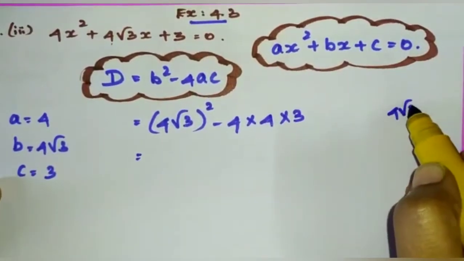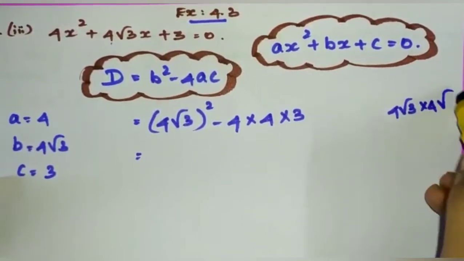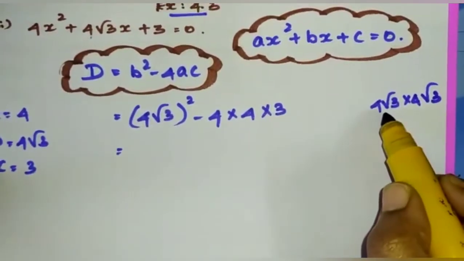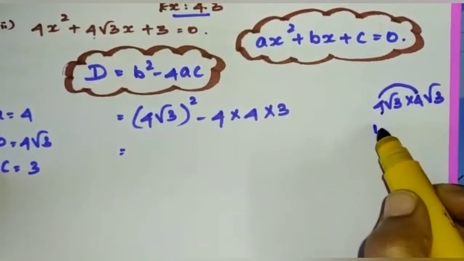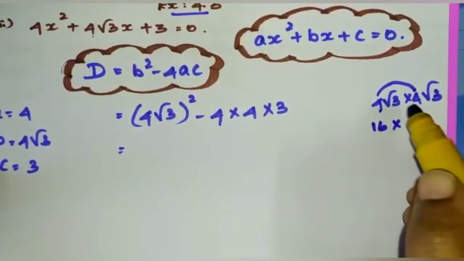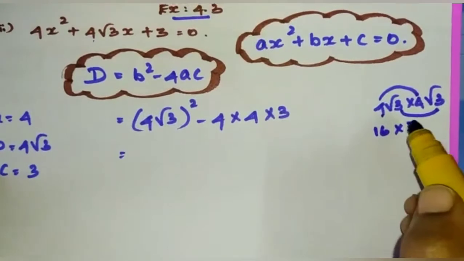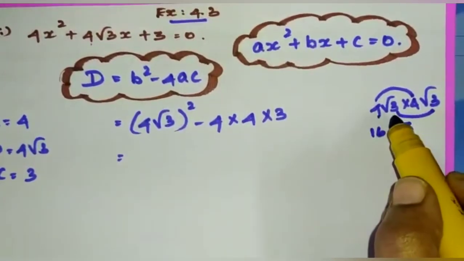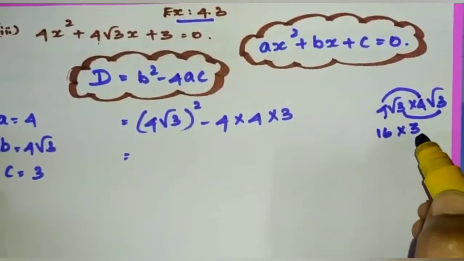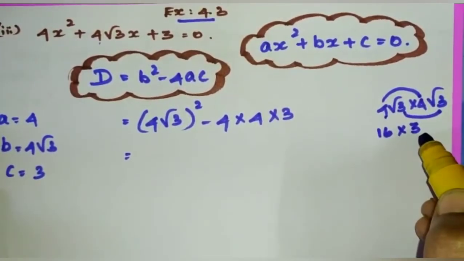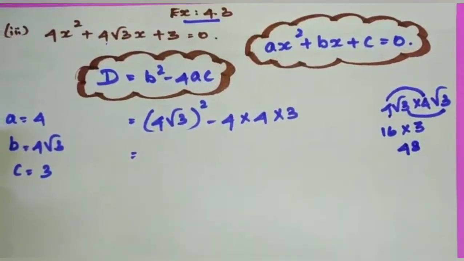So 4 root 3 the whole square means 4 root 3 into 4 root 3. Listen carefully. First whole number with whole number. Multiply that too. 4 into 4 is 16, and root 3 into root 3 is 3. Clear all of you? So 4 root 3 into 4 root 3: 4 4s are 16, root 3 into root 3 is 3. Then 16 into 3 is 48.